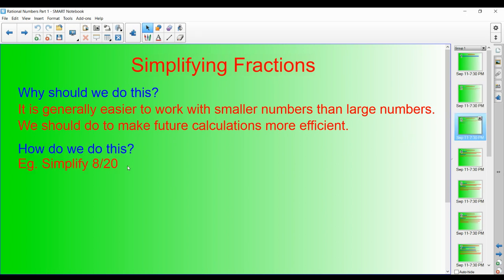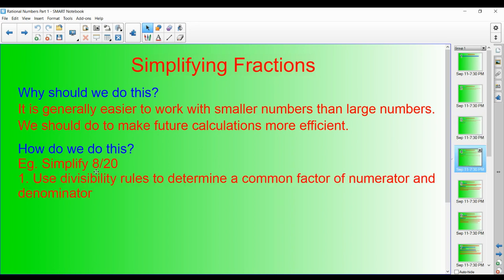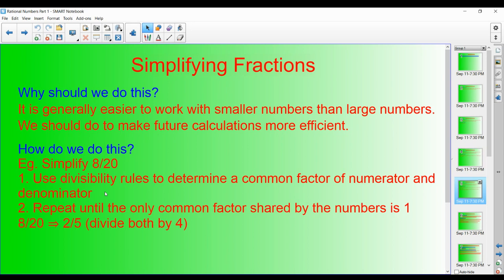So how do we do this? Let's look at this example, 8 over 20. So 8/20ths. How do I simplify this? So we need to remember our divisibility rules and figure out a number that is a factor of both 8 and 20. Now, it would be ideal if we picked the largest number. So the largest number in this case, if you divided both 8 and 20 by 4, you get 2/5, which is as small as this gets.